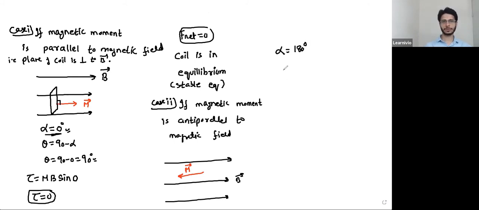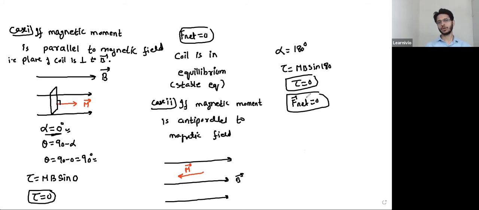Alpha is 180 degree. So torque comes out to be mB sin 180. Sin 180 is 0, that means your torque is 0. Since net force is also 0, whenever you place a coil in a uniform magnetic field, net force is always 0. So torque is 0, net force is 0, that means coil is in equilibrium. And this equilibrium is unstable. Now I'm not explaining stable and unstable again. We have done this plenty of time in chapter number 1 and 2.